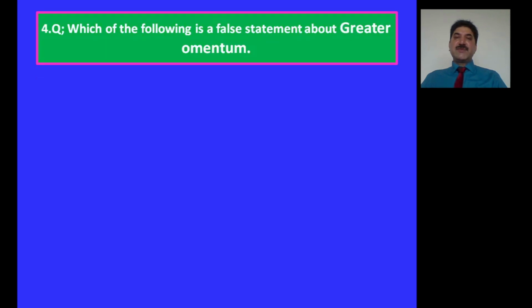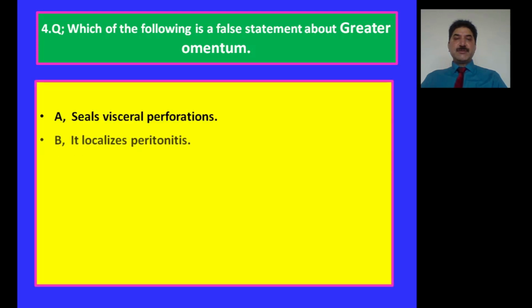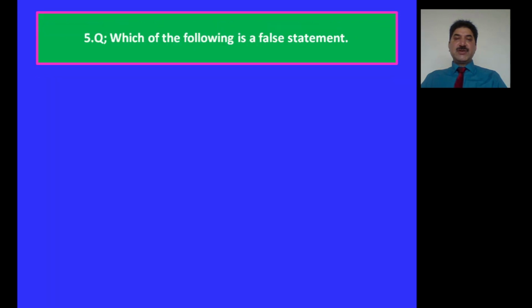Which of the following is a false statement about greater omentum? A. It seals visceral perforations. B. It localizes peritonitis. C. It moves to the site of inflammation by choice. D. It is not considered as a policeman of abdomen. C is the wrong option.